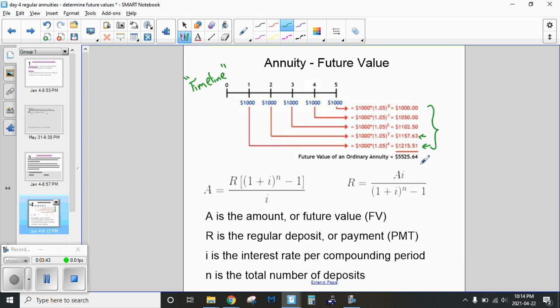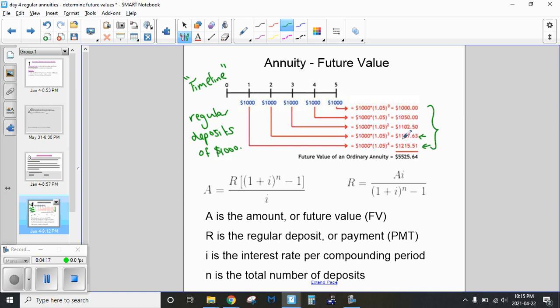So this is just one example, but it's a nice visual way of seeing what's happening with the money if we're making regular deposits. So that's what is happening here. Regular deposit of $1,000. So really you've only put 5,000 into the bank, but you've ended up getting $5,525. So you earned some good interest on it in this scenario.